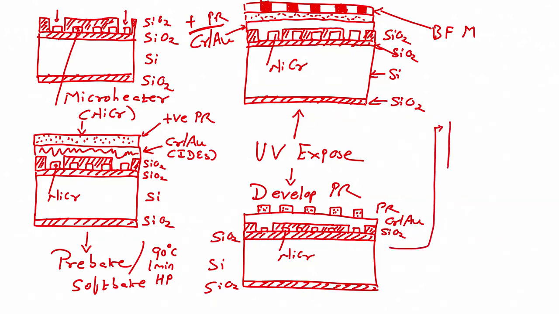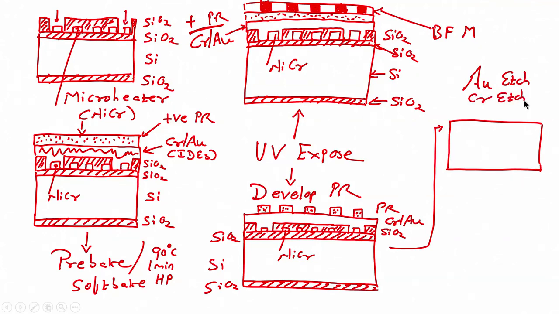The next step would be I will etch my chrome and gold, my metal, to form interdigitated electrodes. So, how can I etch? I will dip this wafer in chrome etchant, followed by gold etchant, followed by chrome etchant. So, it is a wet etching process.